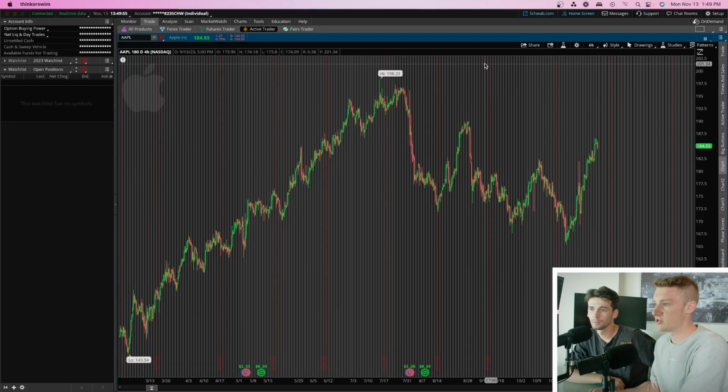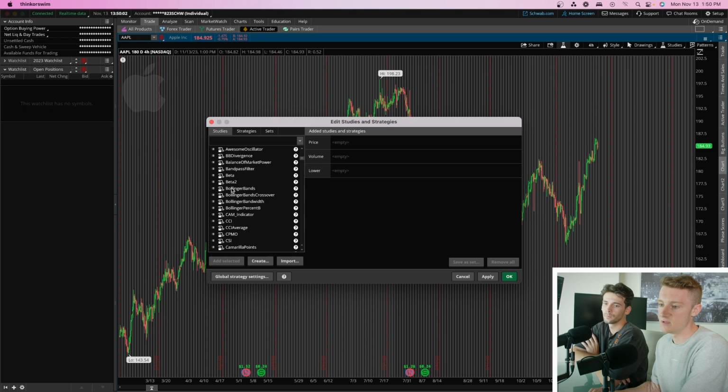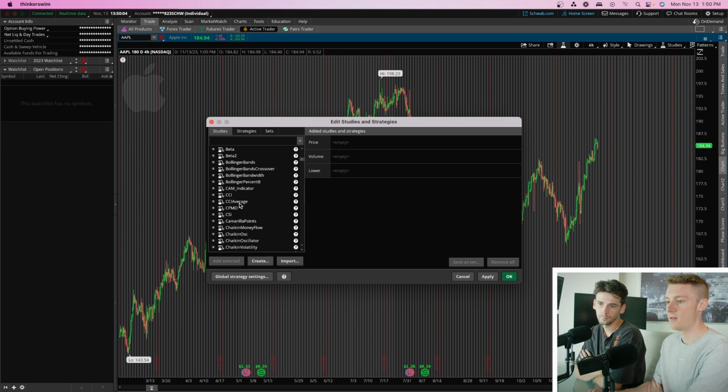Makes sense. So this is what my chart's going to look like. Now, if we go up to this little studies, you can add strategies, you can add different indicators. Now, I don't use any indicators to trade with. And this is like... What's an indicator?